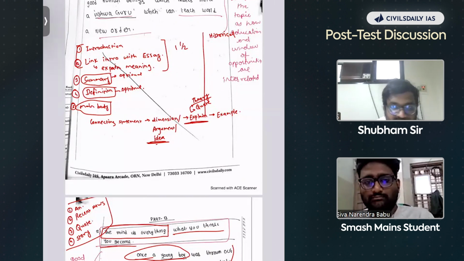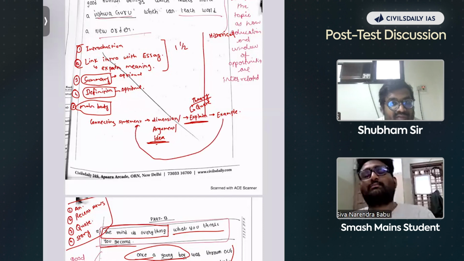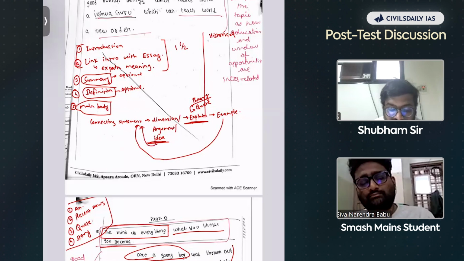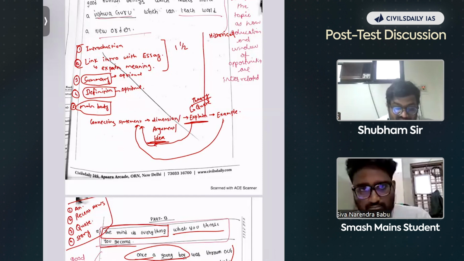The other way is, after the connecting statement, you can give the example. Then link your example to the idea, and you can provide a brief elaboration, or skip the elaboration as well. Or you can give the example and then put the idea at the end of the paragraph. That is also one way. This is how you will cover your dimensions.